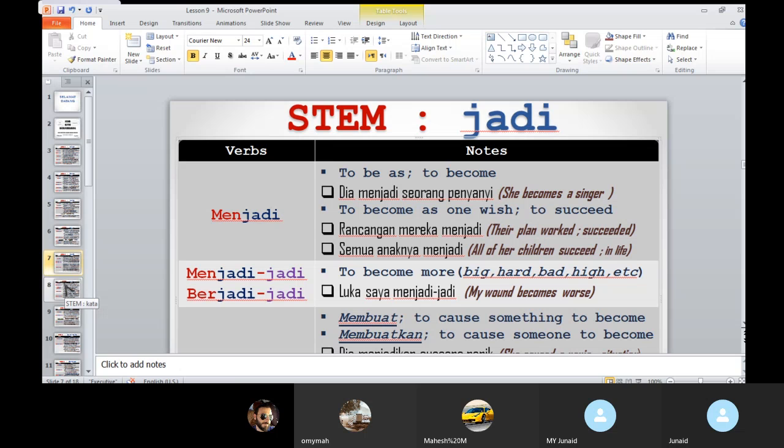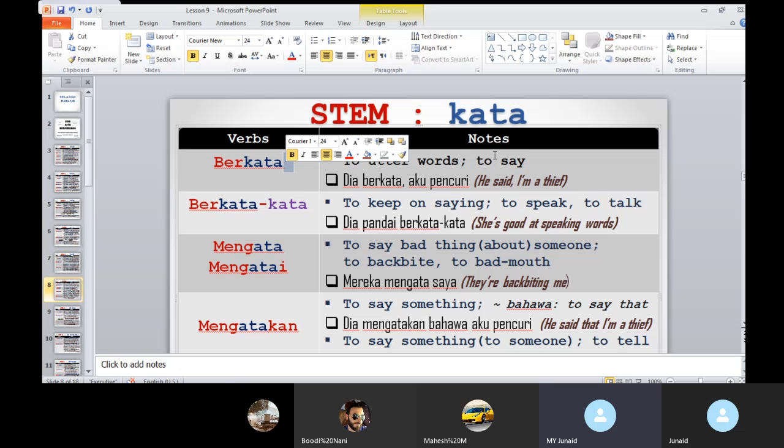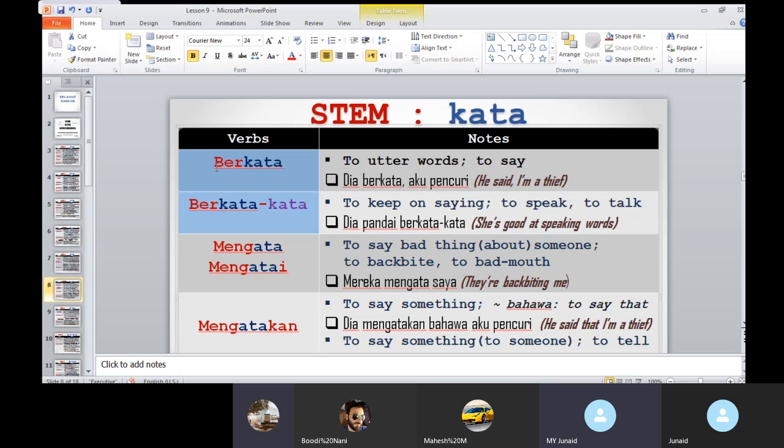Is it clear? Yeah, it's clear. And the next one is kata. Kata means word. So berkata means to say something. Dia berkata, he said, aku pencuri, I'm a thief. Berkata-kata, to keep on saying, means to speak or to talk. Don't worry, we don't use this in spoken Malay.